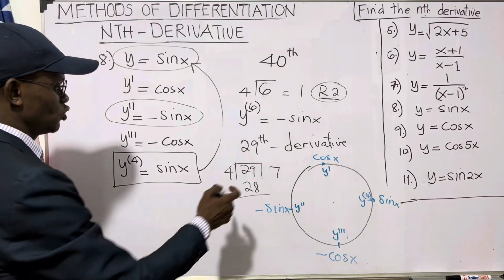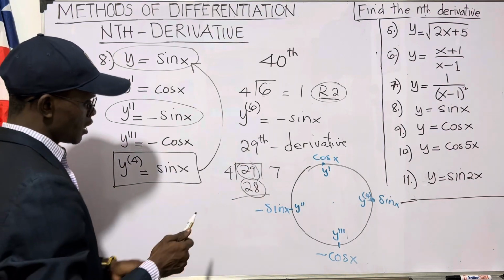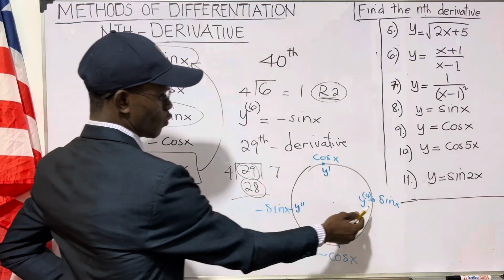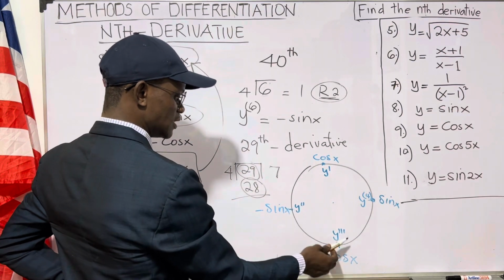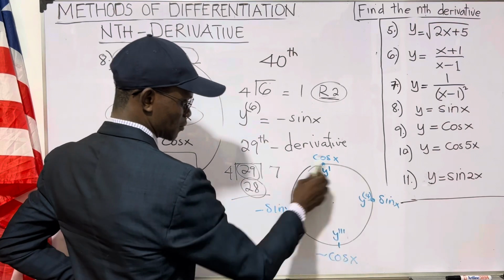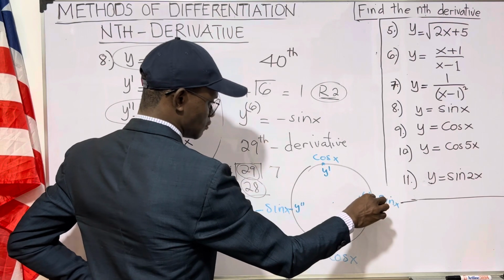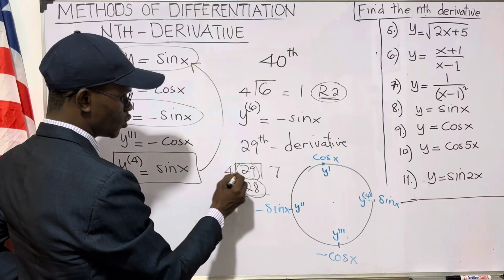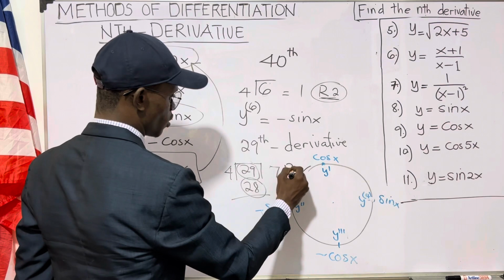So if we want to find the 28th derivative, or the 29th derivative, it means we'll first have to go around this cycle 7 times. We go around this 7 times, and we still arrive back at the original function the 7th time. Now what will we be left with? We'll be left with the remainder. When 4 goes into 29, the remainder is just 1.